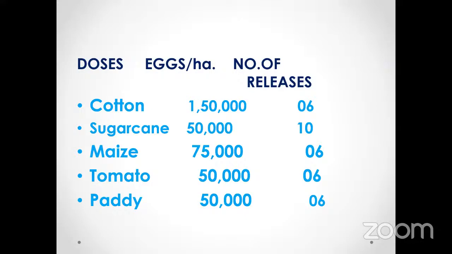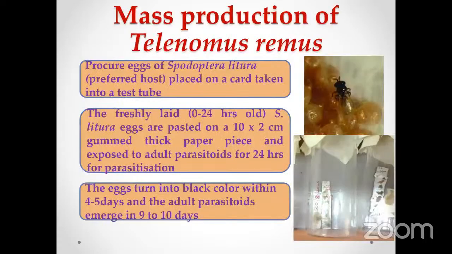So these are the doses of release of Trichogramma I have mentioned. It varies from crop to crop and pest to pest. These are the number of releases to be made and the number of eggs to be released per hectare. So this is another parasitoid we have in the laboratory. It is Telenomus remus.